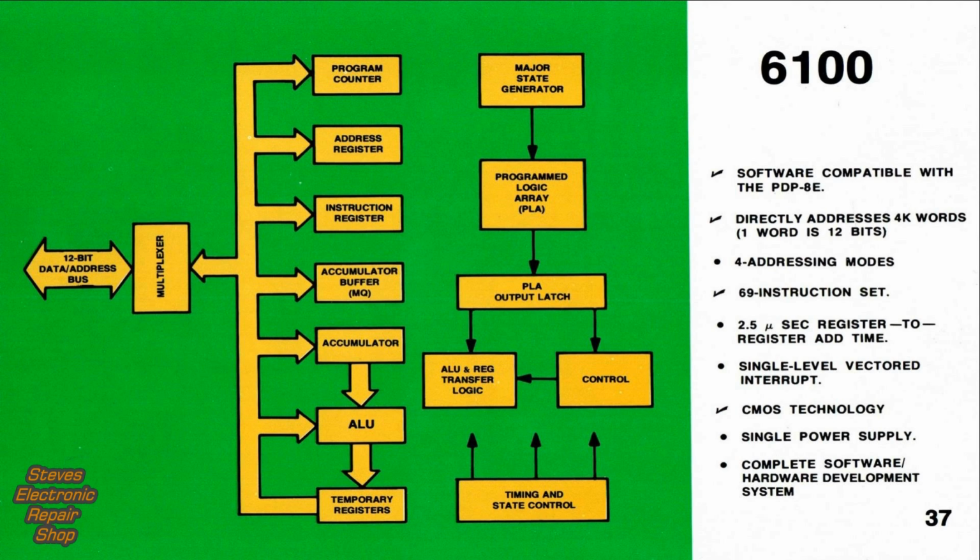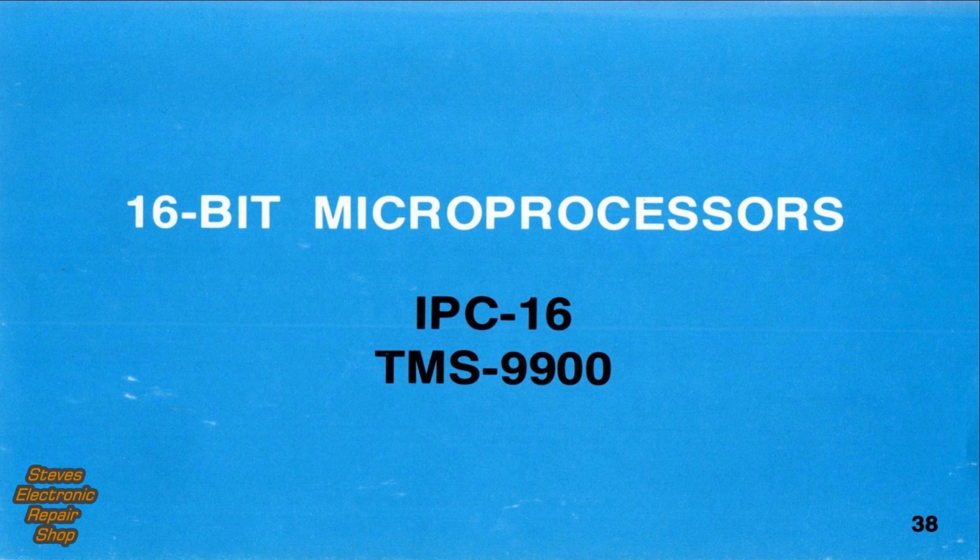Its instruction set contains 69 instructions. Also, the chip is fabricated using CMOS technology, which has the advantages already discussed. As of this recording, there are several 16-bit microprocessors on the market. We'll discuss 2 of the most popular.